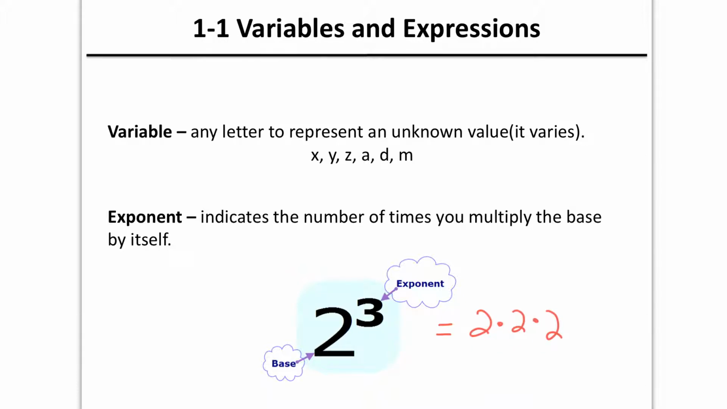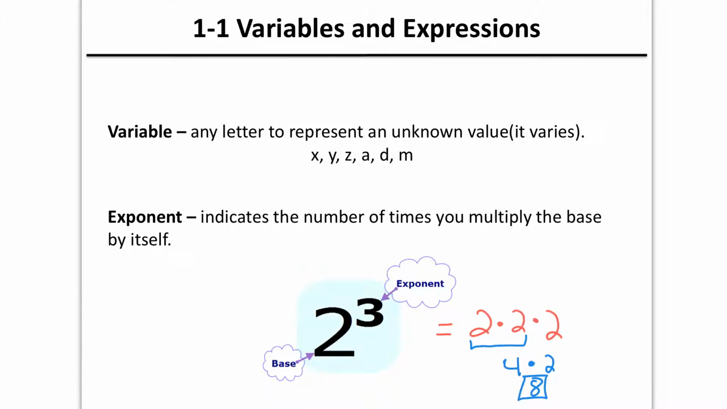So I'm just going to show you the answer here. I'm going to multiply this 2 here. 2 times 2, that's 4. I bring down the 2, and 4 times 2 is 8. So 2 to the third power equals 8. Or you can say 2 cubed equals 8.